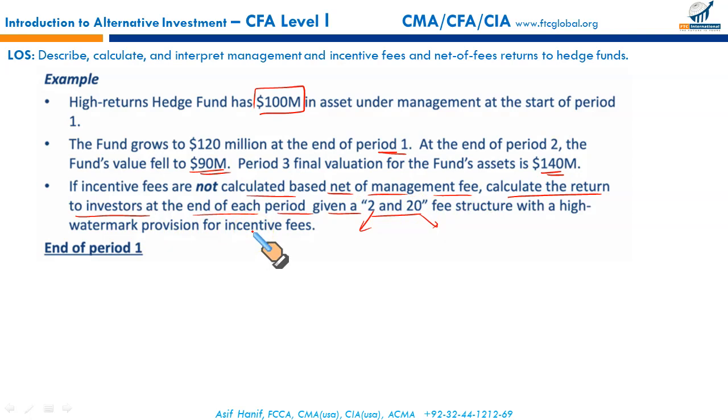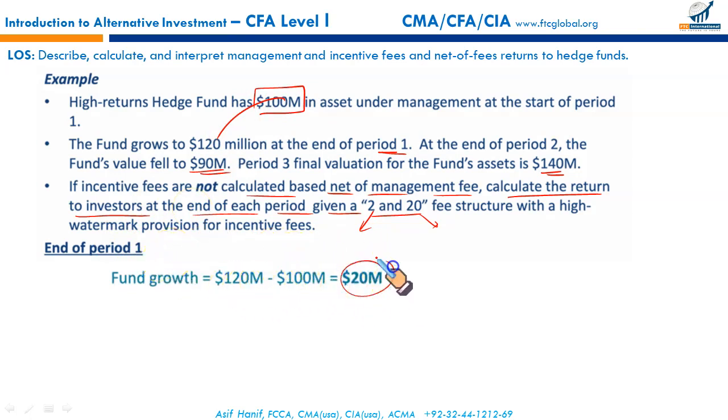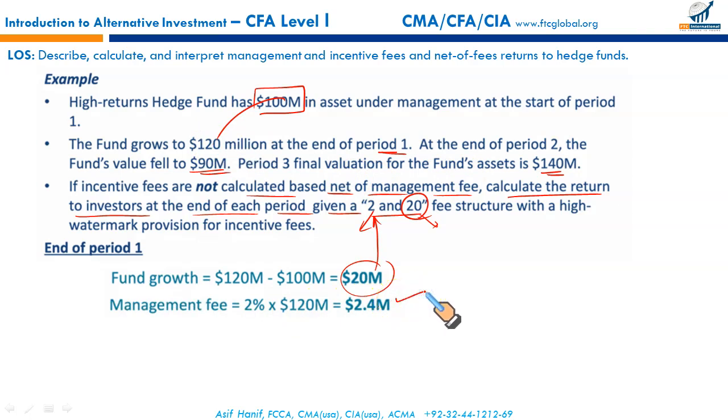First of all, there has been a growth of 100 to 120 in period 1. So the growth of 20 million. So this is the increase in period 1 from 100 to 120, which means this will attract incentive fee of 20%. We'll see as we go along. So let us first calculate the management fee, which is 2% of the value at the end of the period. Since the value at the end of the period was 120, management fee would be 2% of 120, that is 2.4 million.